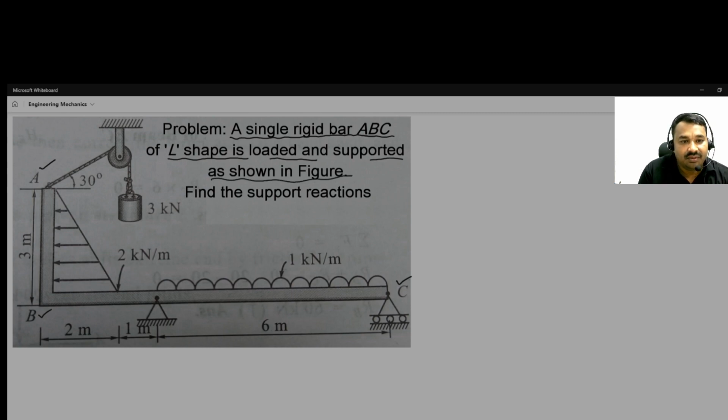Then what we have to find out? Find the support reactions. Okay. So support reactions here. At C there is one roller. We are going to solve this. Solution. So firstly identify the supports.